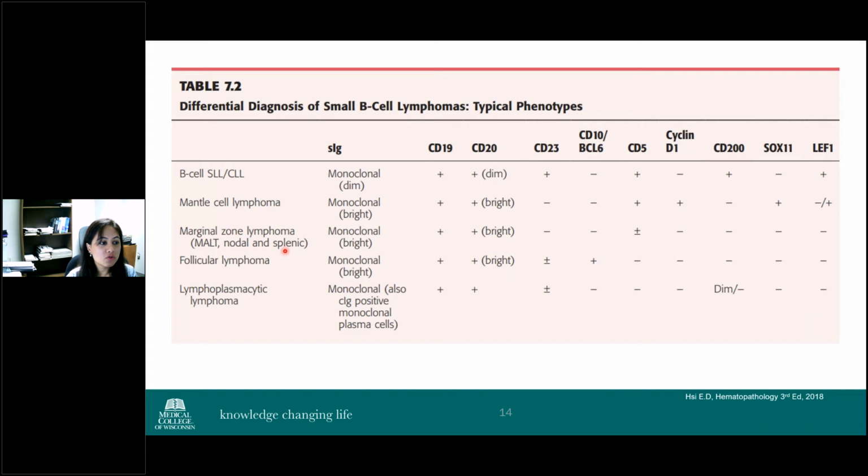Looking at marginal zone lymphoma, we usually do not have any marker which is specific for it. So it is usually after excluding all the other small cell lymphomas that we can go towards the diagnosis of marginal zone lymphoma. Follicular lymphomas are usually CD10 positive, so they can be easier to diagnose. And then we have lymphoplasmacytic lymphomas, which again usually show an overlap with marginal zone lymphomas. However, the MYD88 mutation can help.